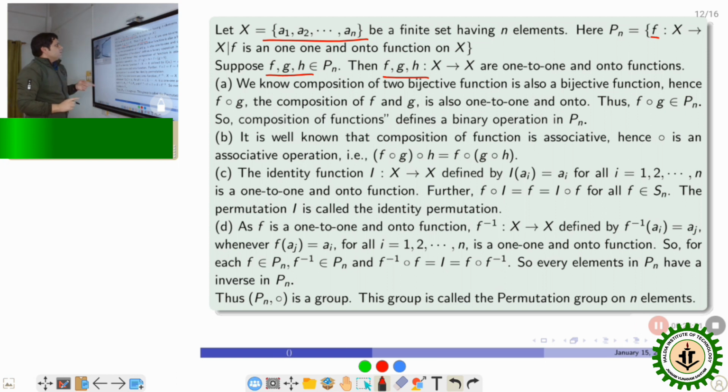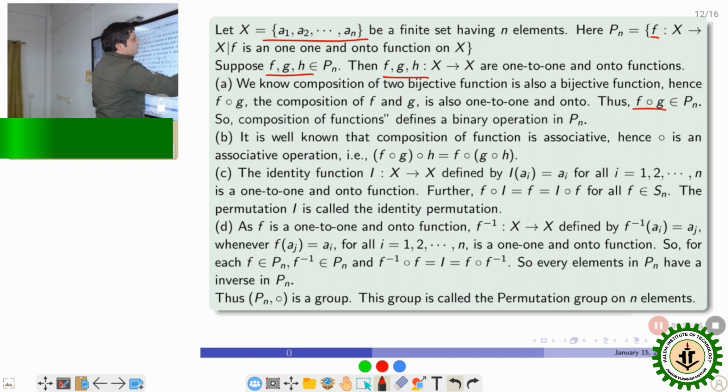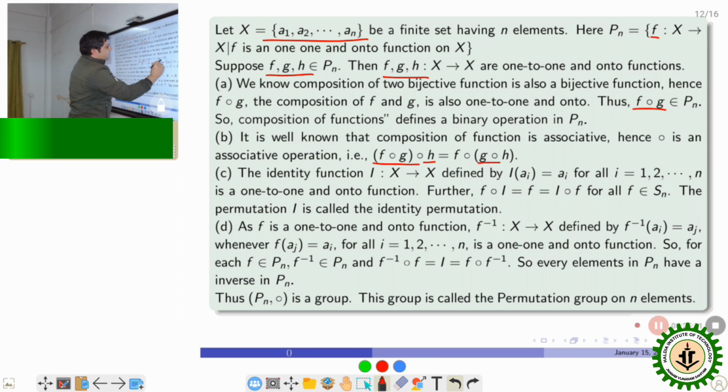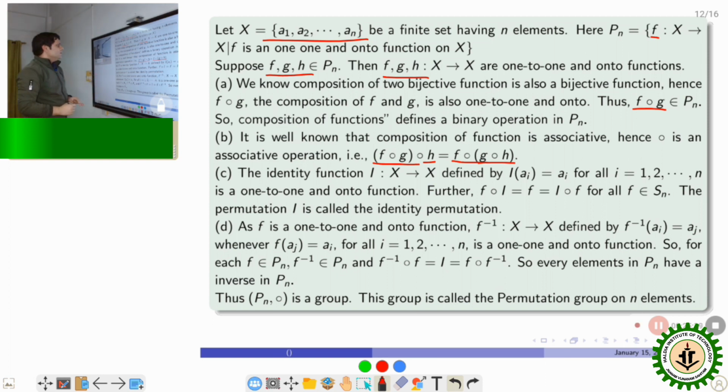Now first we know that the composition of two bijective functions is also a bijective function. Hence, f composition g must be a one-one and onto function. Therefore, f composition g must be an element of Pn. Therefore, composition of functions defines a binary operation in Pn. Second property, associative property. We also know that composition of functions is associative. If we take any three functions, then (f composition g) composition h and f composition (g composition h) must both be the same function. Therefore, this composition operation is associative here.